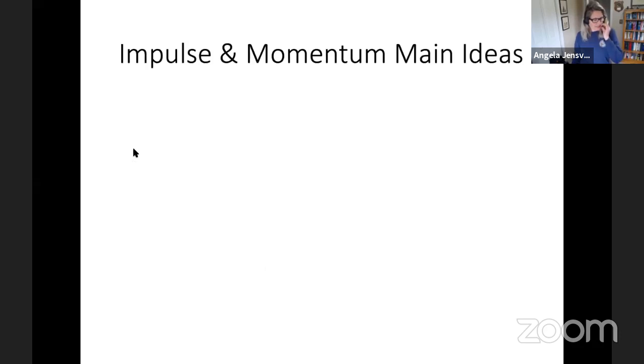Here are the main ideas. Momentum is mass times velocity. And can I just circle this? Momentum is a vector. You've got to remember that momentum is a vector, okay?